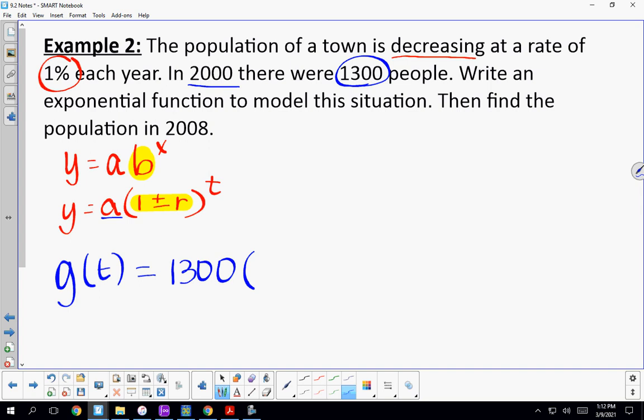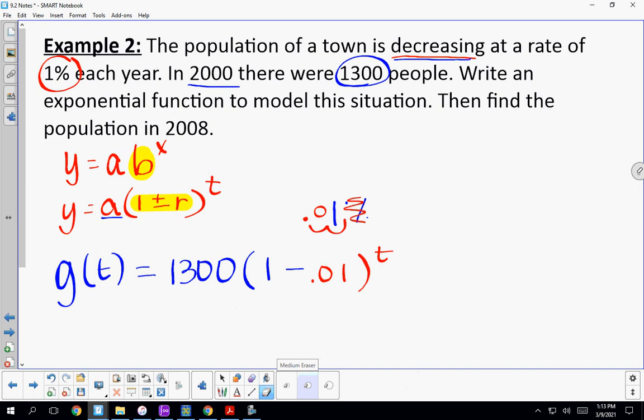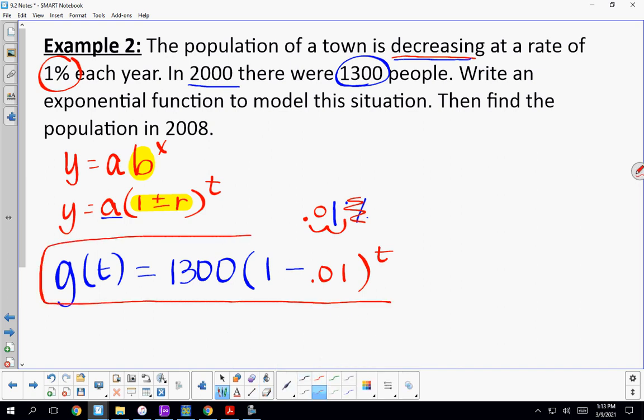In this problem, it is decaying. So I'm going to start with all of my population, or 100% of my population, but I'm going to decay by 1%. And instead of using 1%, remember we're going to write that as a decimal. So we're really going to use 0.01. And that's going to be to the power of t. So this is like 100% minus 1%. And that's where that number comes from. And so this is the formula that will give the population of the town after any amount of years.